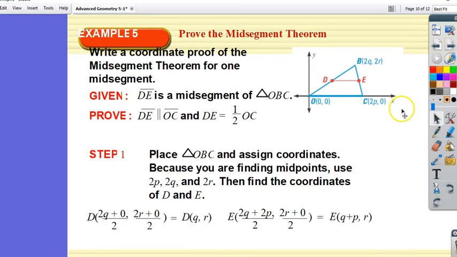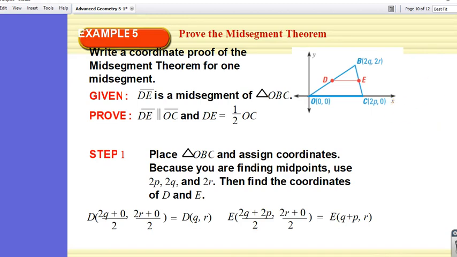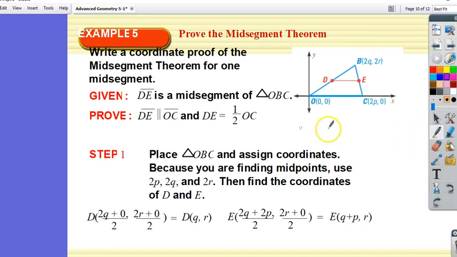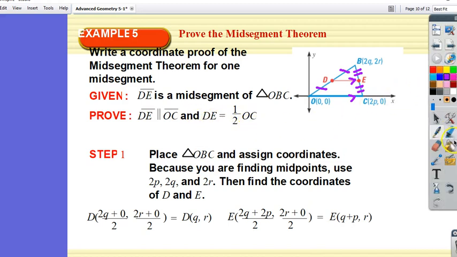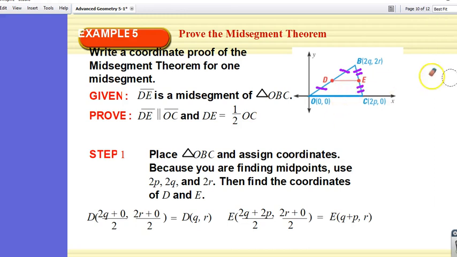Write a coordinate proof of the midsegment theorem for one segment. Okay, so it says DE is the midsegment of triangle OBC. DE is a midsegment. Well, if it's a midsegment, then this and this are equal. This and this are equal, right? This is parallel to this. This is half of this. All right, so what are we trying to prove? We're trying to prove that they're parallel. We're trying to prove that it's half, right? Because we're proving the theorem, so we can't use what we know. We're just trying to prove that, and we're trying to prove that that's half.